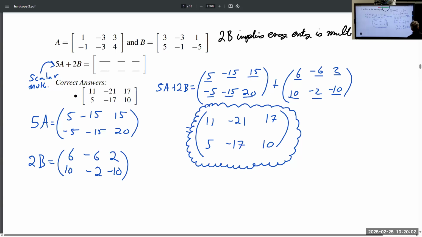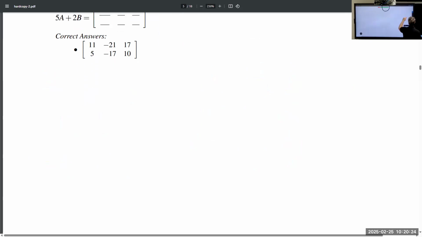Online folks, does that make sense what I'm doing? It's just as easy as adding and subtracting was before, except now it's in a table of values. Okay.